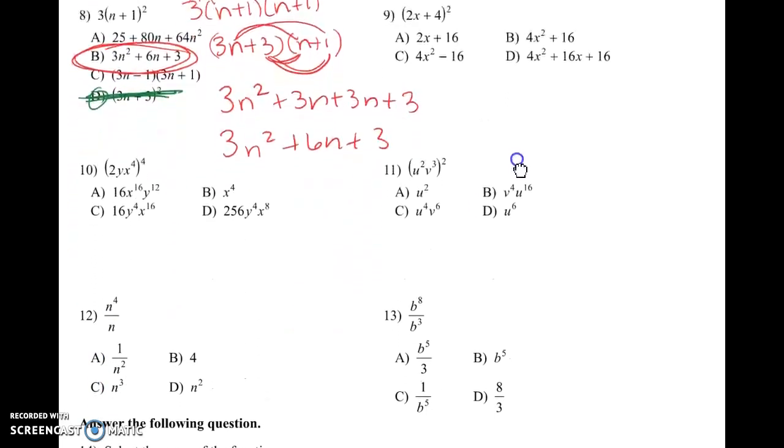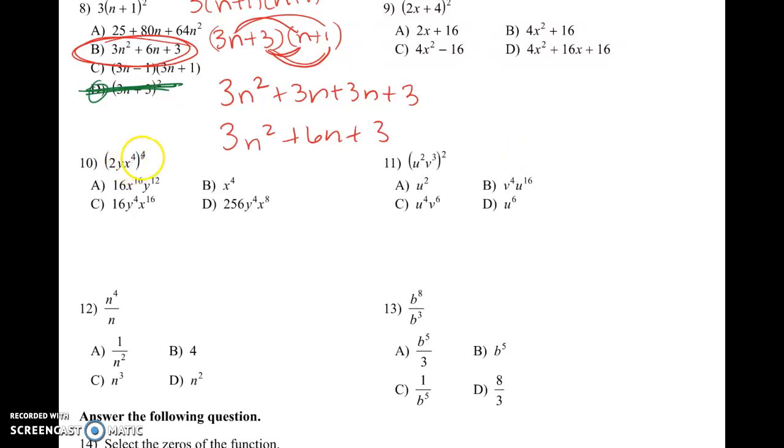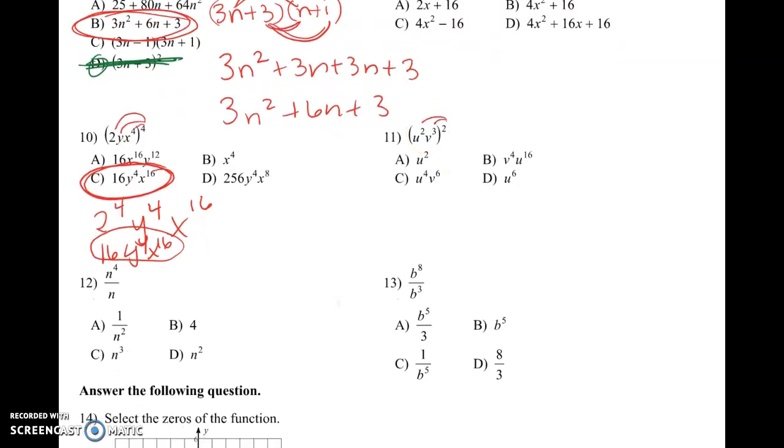Alright, number 10. Number 10 has an exponent on the outside and no addition or subtraction in here, so we can and should distribute this. So 2 to the power 4, y to the power 4, and x to the power 4 times 4 is x to the power of 16. Taking this a little step further, this 2 to the 4th is 16. So I have this expression here, which actually matches with answer choice C. Same thing on number 11, distribute that exponent and finish that question.